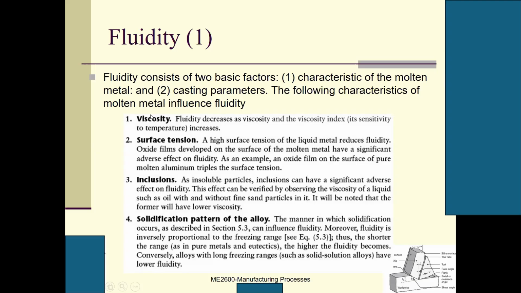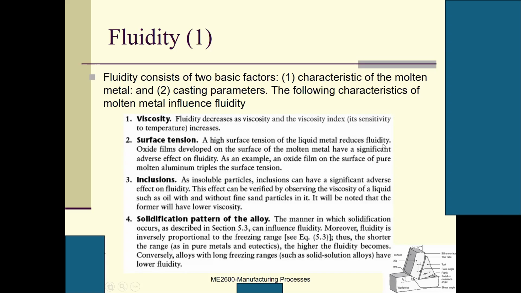So how fluid is it? The first one is viscosity. It depends on an inherent property of the metal. Fluidity decreases as the viscosity index increases, because it's very viscous, and that can be a problem. And surface tension. A high surface tension of the liquid metal reduces fluidity.